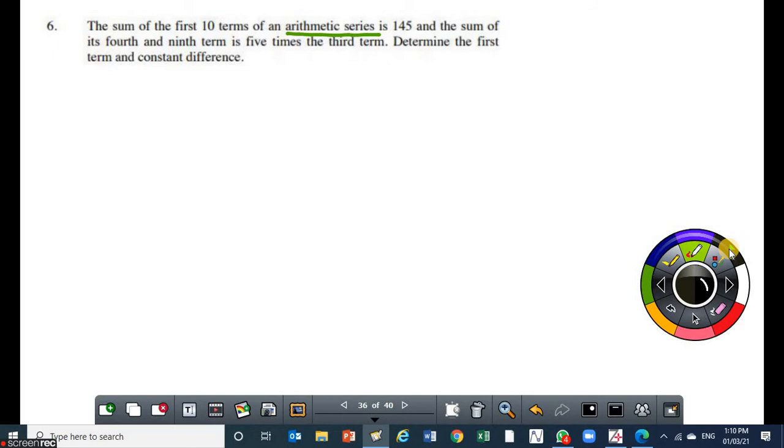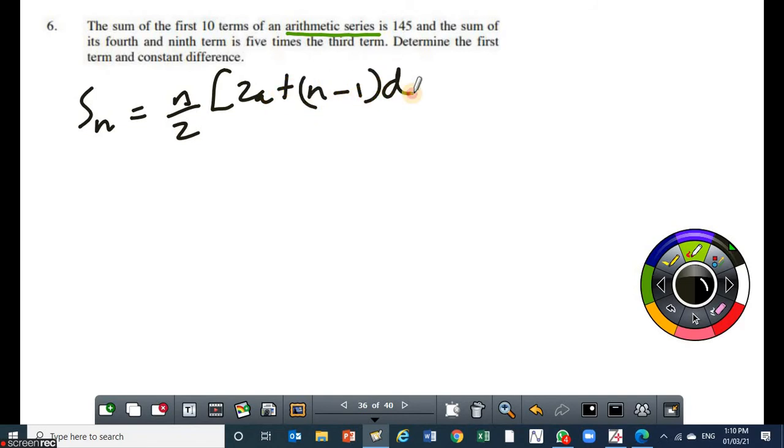So first, I'm going to write an equation for the first part of the question. Remember, your formula for calculating the sum of terms in an arithmetic series is Sn equal to n over 2 times 2a plus n minus 1 times d. That's the formula. So, for the first part, which says the sum of the first 10 terms, I'll say S10 is equal to 145.